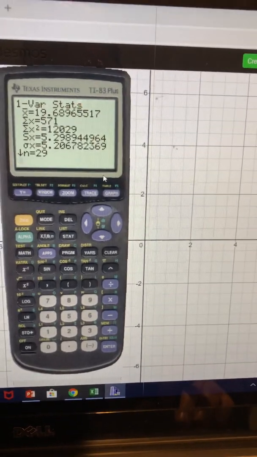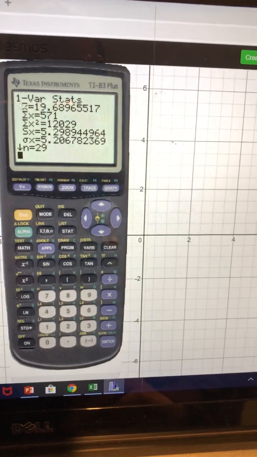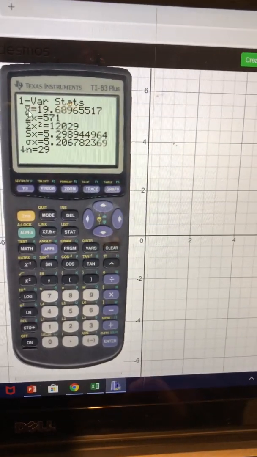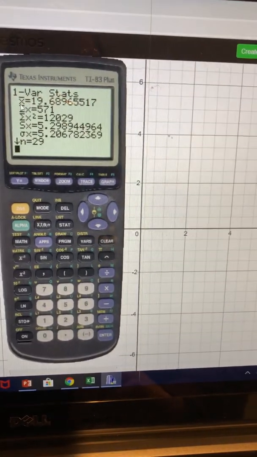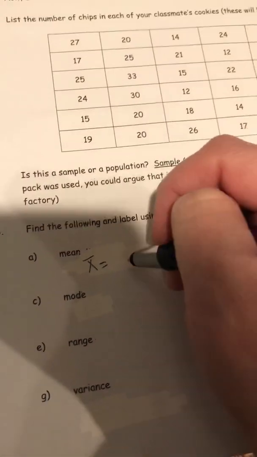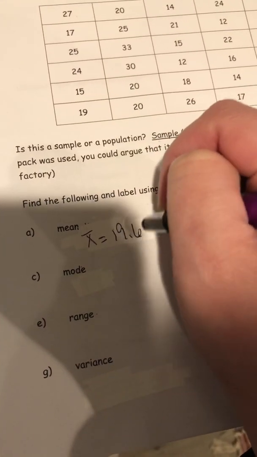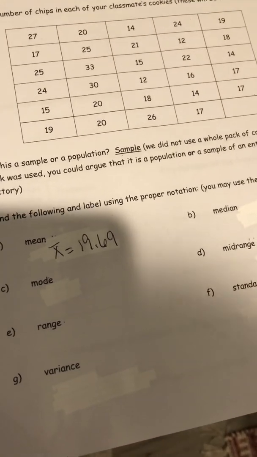It'll give you this information here. Remember, our x bar is our mean. It doesn't know if it's a population or a sample, so it's always just going to say x bar. If it was a population, you would write mu, but since we are dealing with a sample, we're going to write x bar. I'm going to round this to 2 decimals. So x bar is equal to 19.69. I don't know if I said 2 or 3, but two decimals is fine.